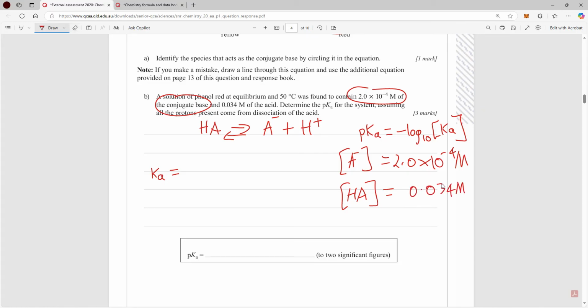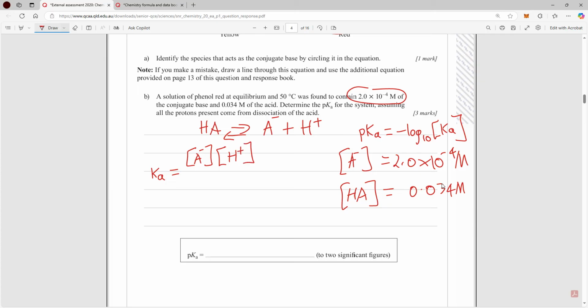Now I know what you're thinking. How are we going to work out how much hydrogen or protons there are, given we haven't been told anything? Because your Ka is going to be your conjugate base times your hydrogen ions over the acid. This is how we can work it out. When it dissociates, it's a 1-to-1 ratio. So if we know how much of this goes to that, that means the amount of this must be exactly the amount of this, because of the 1-to-1 ratio using stoichiometry.